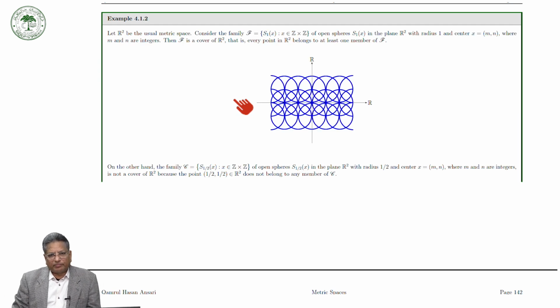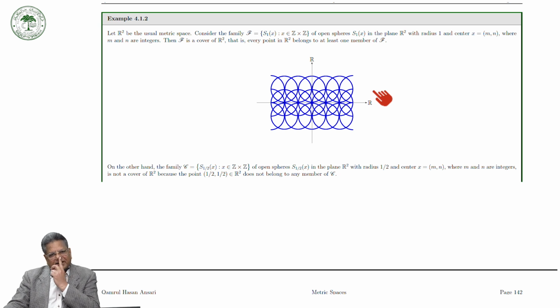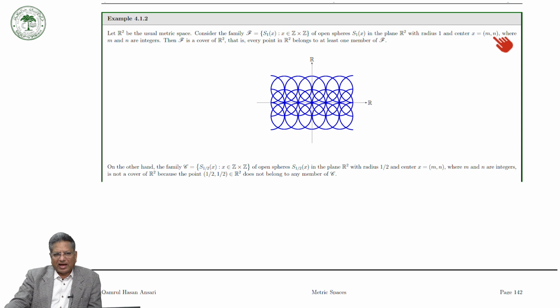Take another example. Suppose I have R2, the plane. This is my plane. And suppose I consider a family F whose elements are open spheres with center at X, where X is of the form (m, n), where m and n are integers, with radius 1. So suppose m is equal to 0, n is equal to 0. Then we have this open sphere with center at origin and radius 1.